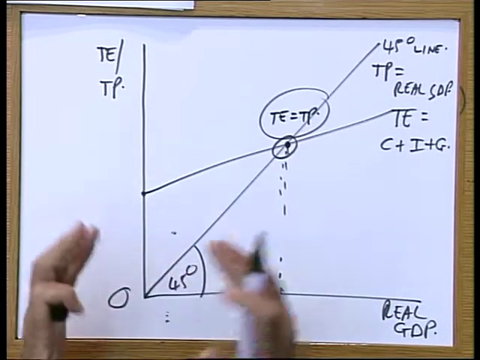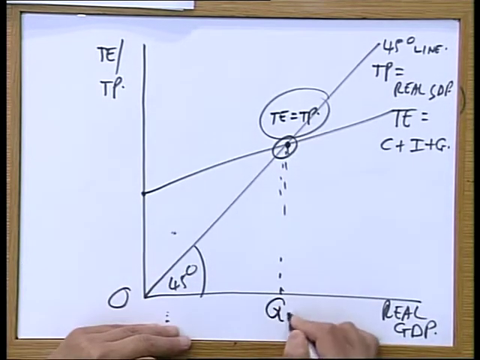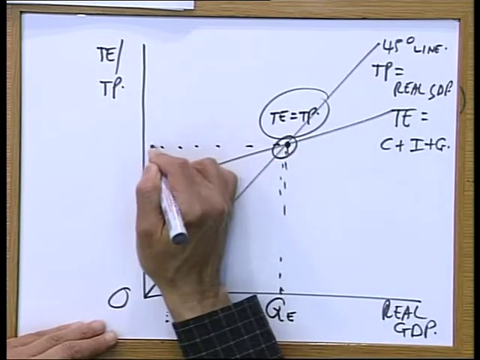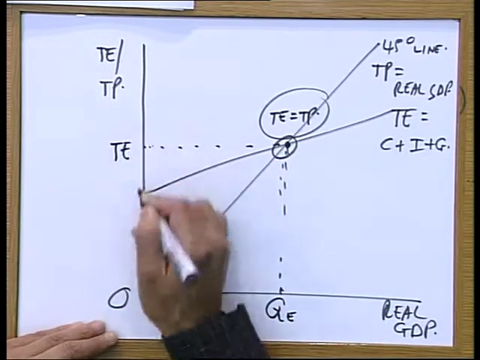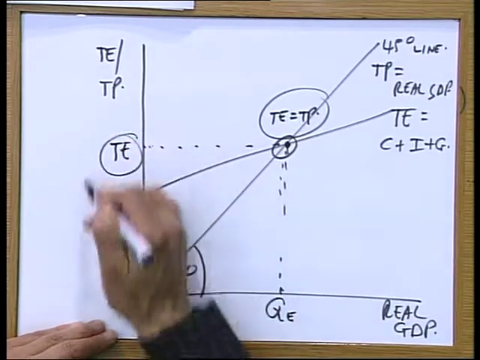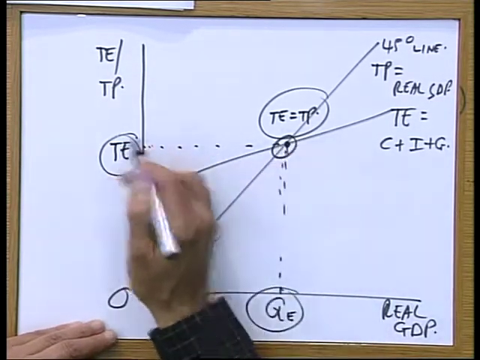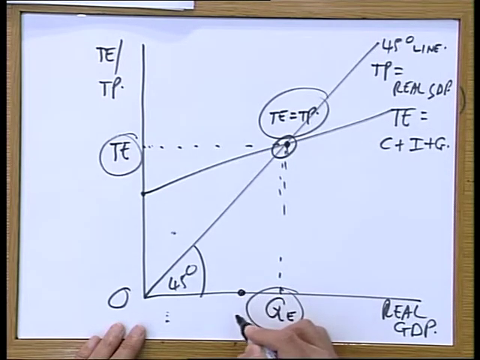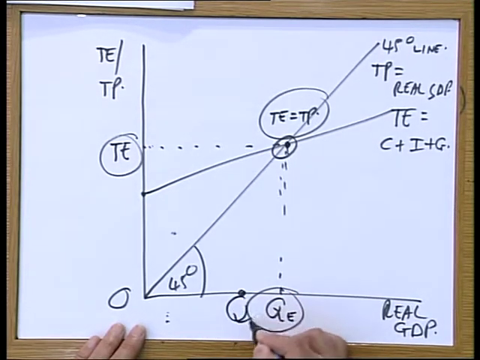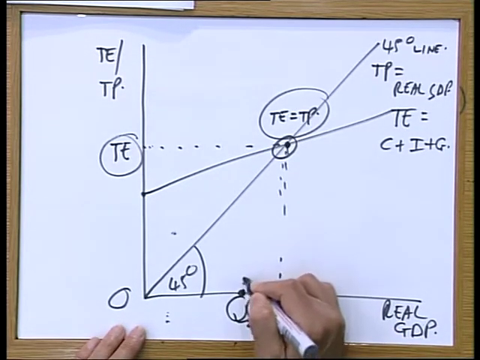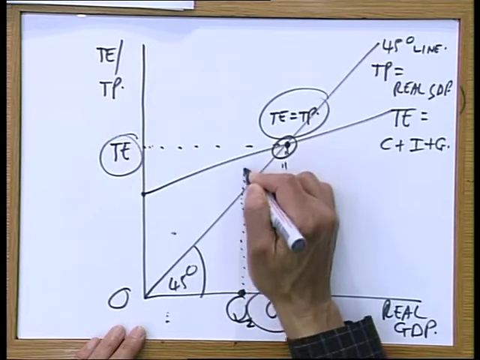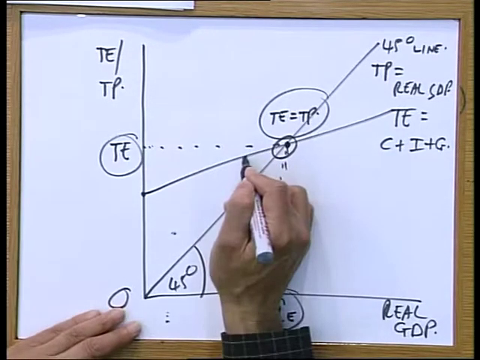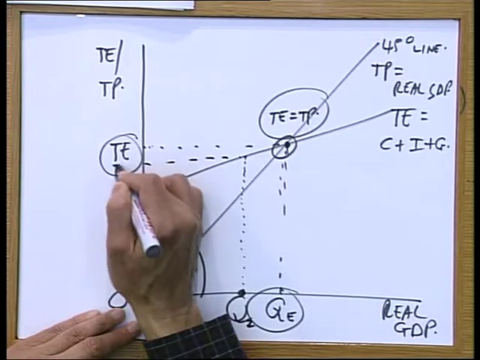What happens in this case? Okay, so this is QE, or say this is TE. So at this level of total expenditure and total production, the economy will be in equilibrium. Okay. Now what happens if we are producing maybe Q1 or Q2? Okay, let's say Q2. Then what will now happen in the economy? We will see that, and that will be your TE.